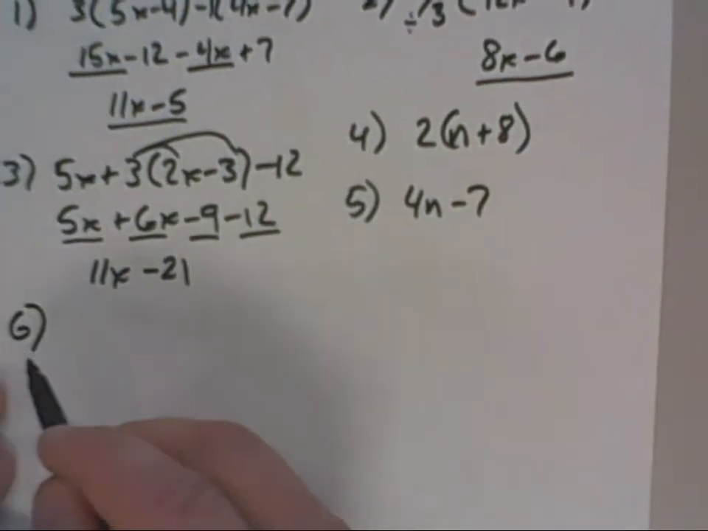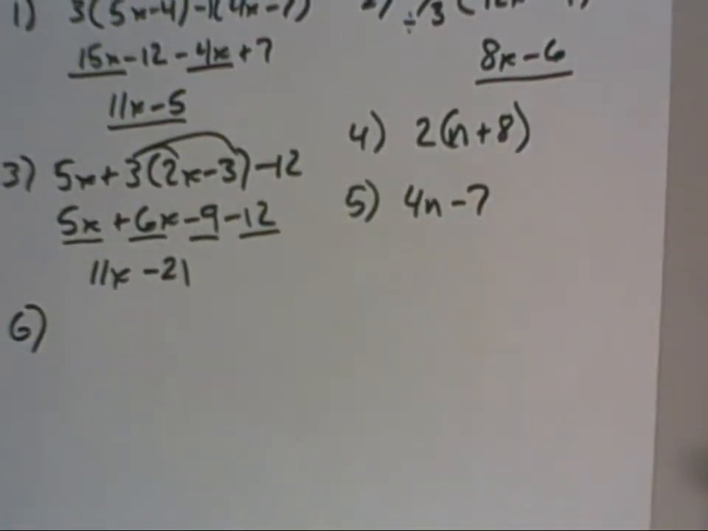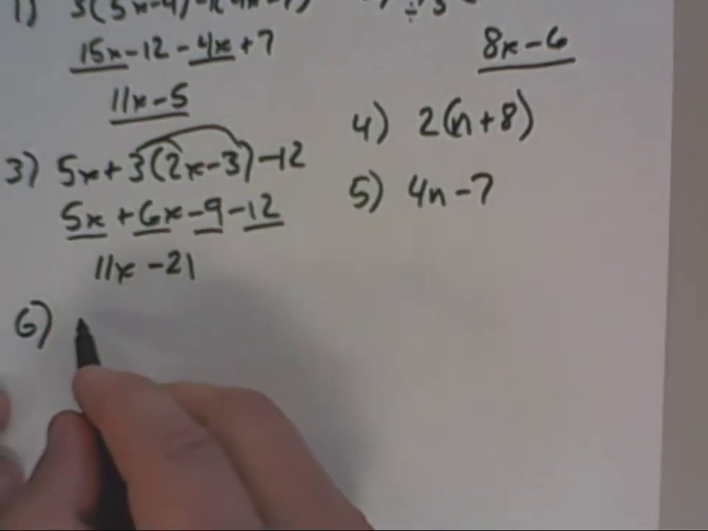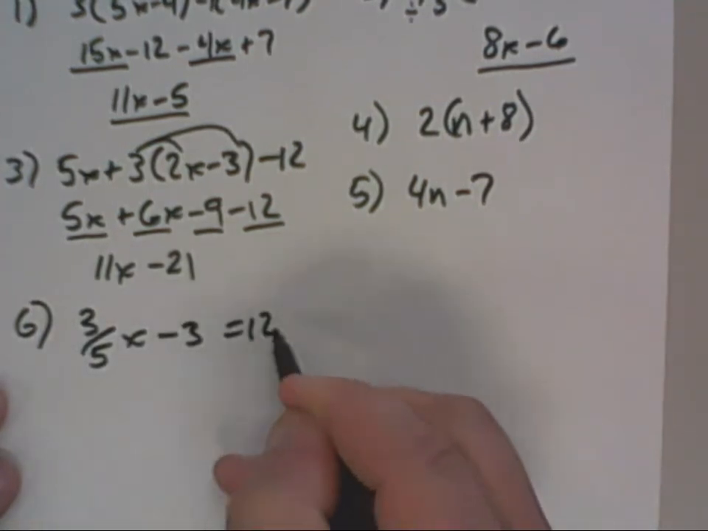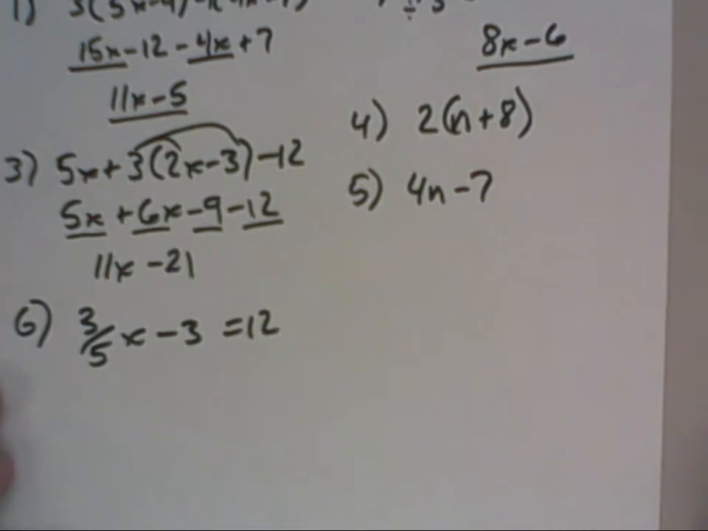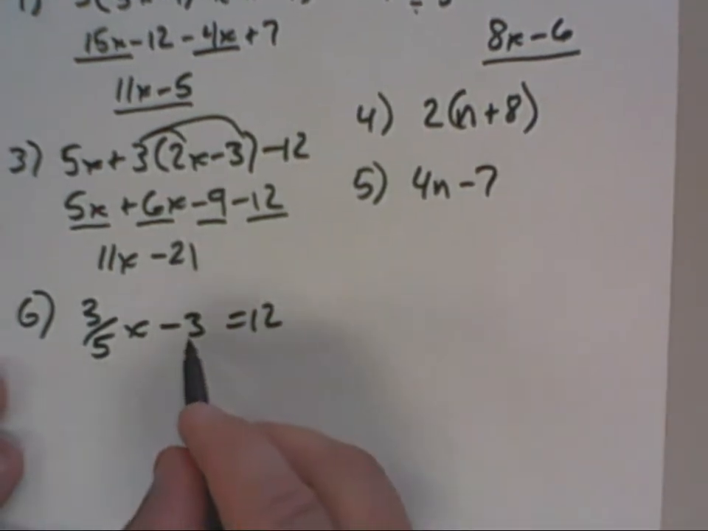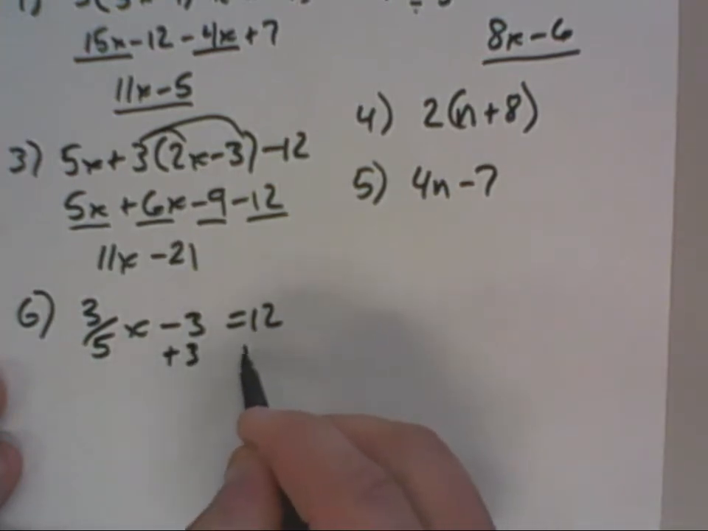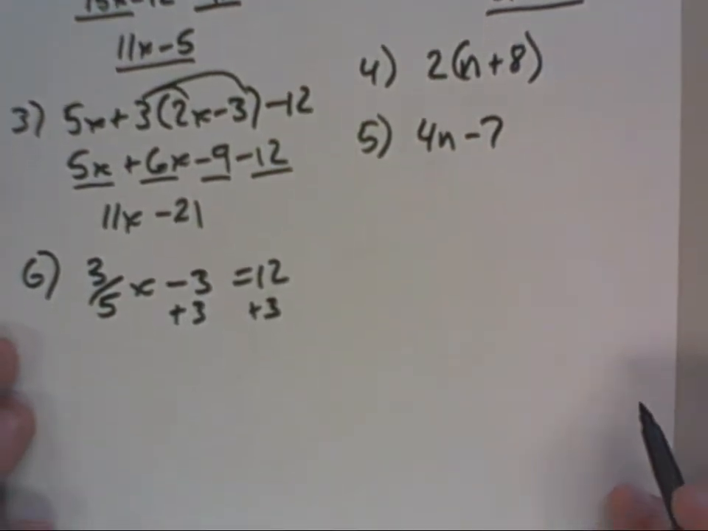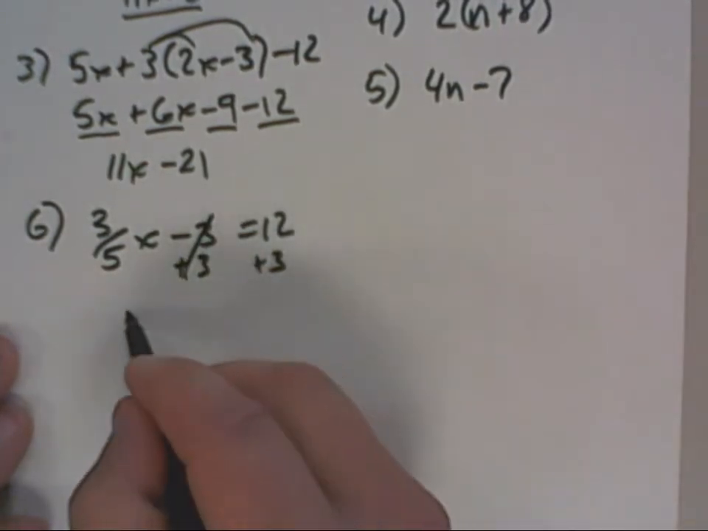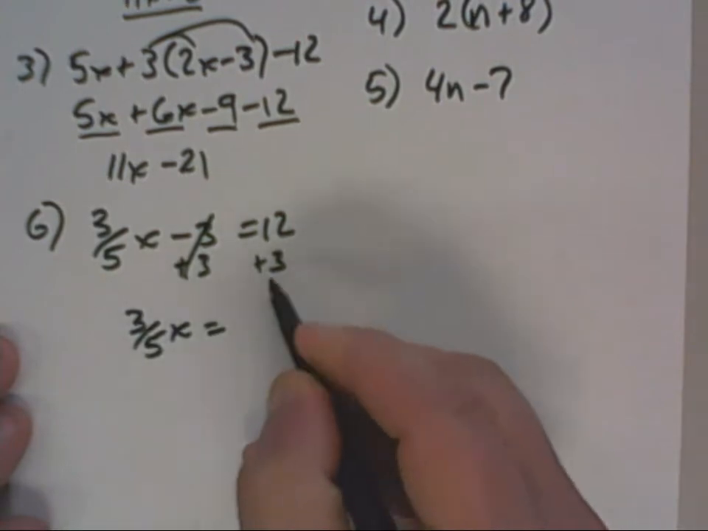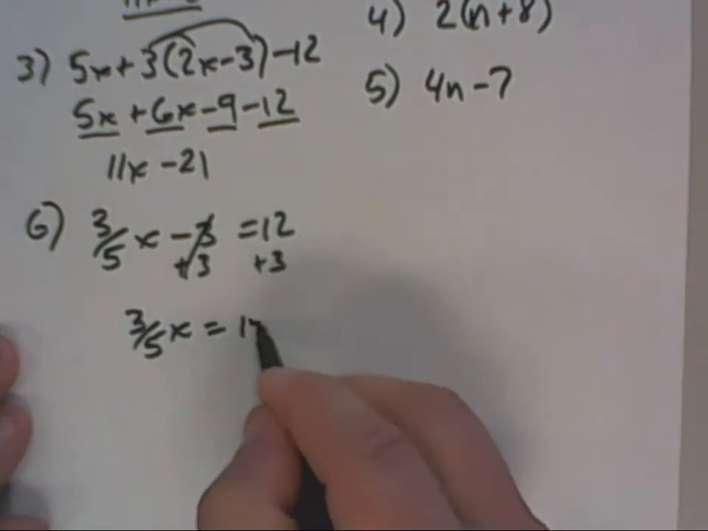All right, numbers 6 through 13 are on solving equations. And so number 6, we have 3/5 x minus 3 equals 12. We're going to start to solve this equation by getting rid of what we're subtracting. We're subtracting 3, so I'm going to undo subtracting 3 by adding 3 to both sides. So the 3's would cancel. Negative 3 plus 3 is nothing. We have 3/5 x equals 12 plus 3, which is 15.